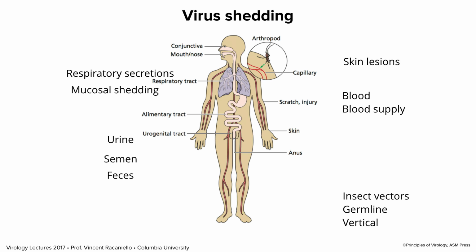Now, most of the time, but not always, you need shedding a virus to transmit it to someone else. And depending on where you're infected, you can be shedding virus in respiratory secretions, mucosa. So often mucus has virus in it, and if you contaminate your hands, you can spread it to others. Urine, semen, feces can have virus. Skin lesions can shed virus.